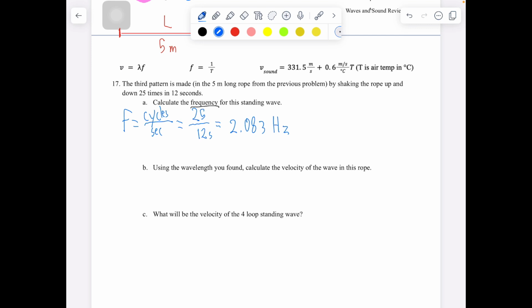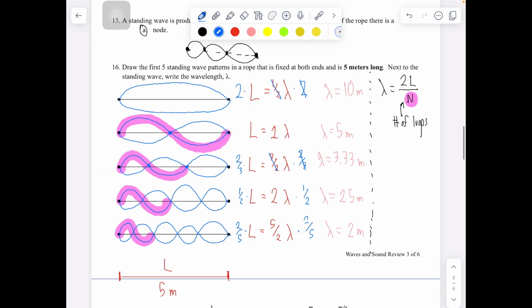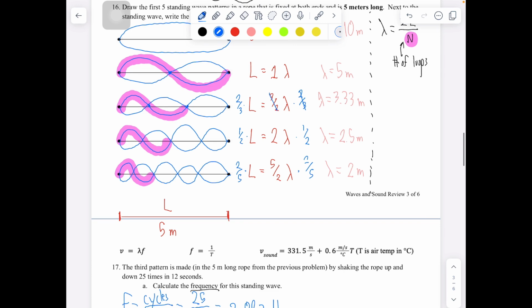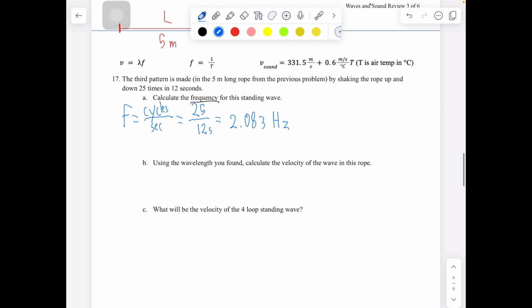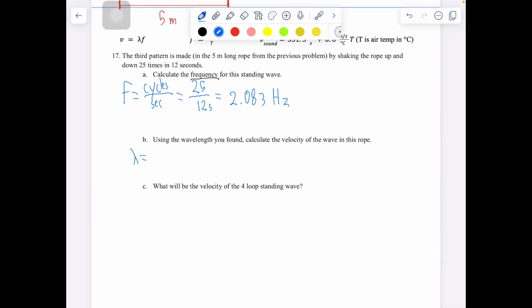Using the wavelength you found, calculate the velocity of the wave in this rope. Well, actually, we didn't find a wavelength they're talking about in number 16. For our 3-loop pattern, we found a wavelength of 3.33. Let's bring it on down here just so we remember, 3.33 meters.